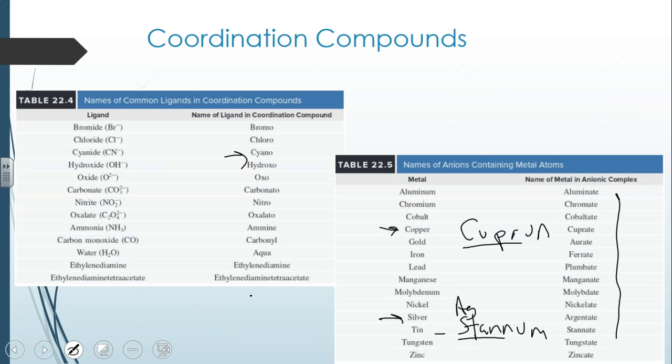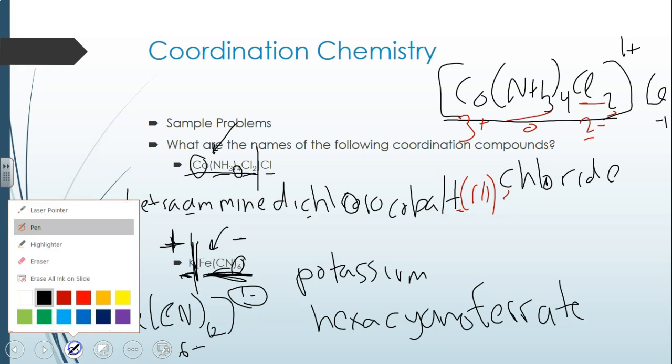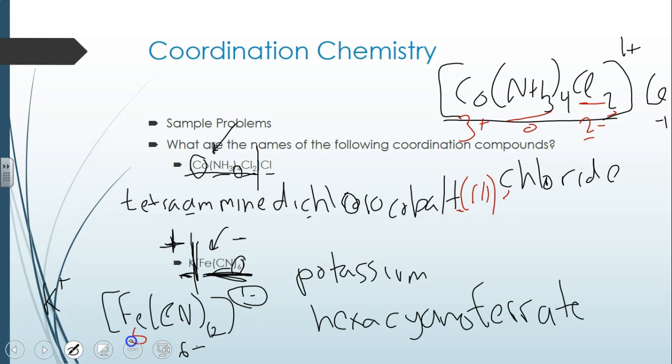Now, cyanide from our list, if we look, cyanide is a minus charge. So this over here is 6 minus, there's 6 of them. So the only way that this can equal 1 minus is if the iron itself is a 5 plus. Okay, so that's going to add up.